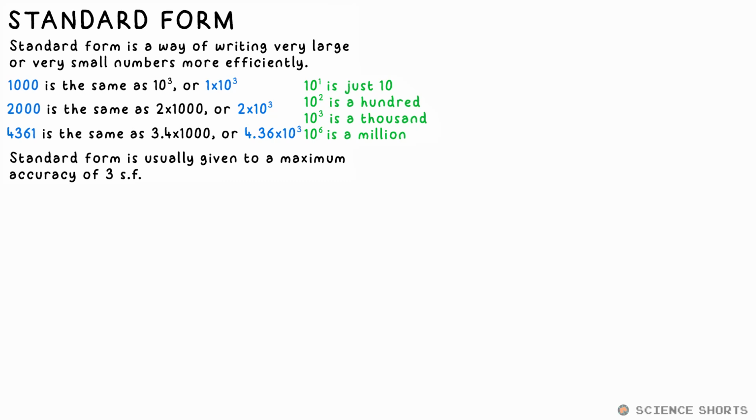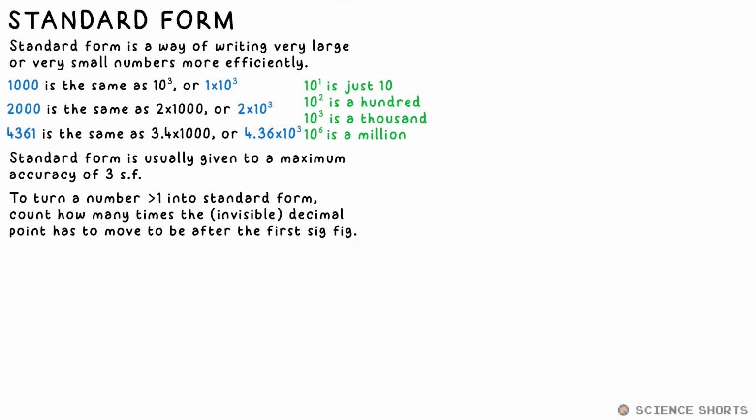Notice I didn't put the 1 on the end. That's because we usually don't give standard form to more than 3 sig figs. That means you have to round to that third sig fig. To turn a number greater than 1 into standard form, we count how many times the usually invisible decimal point has to move to be just after the first sig fig.